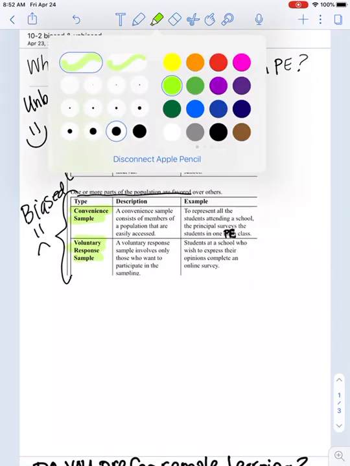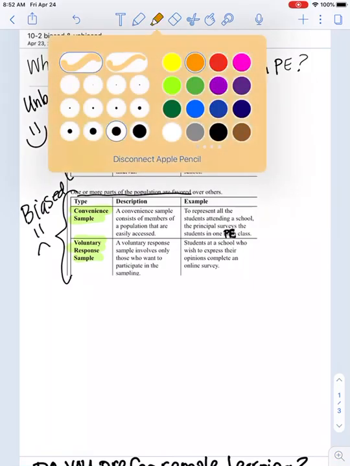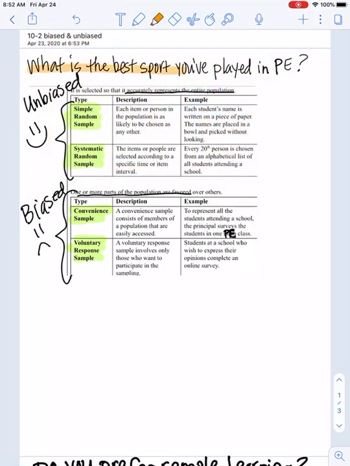So at the top, I wrote down a question. And this question says, what is the best sport you've played in PE? So let's say that Miss Wilson wants to know what the students at Muscatel think the best sport that they've played in PE is. So she's going to do a survey, okay? So I'm going to use this survey question and go through and explain the different types of samples related to this to help you understand.